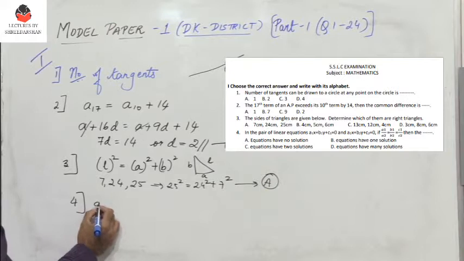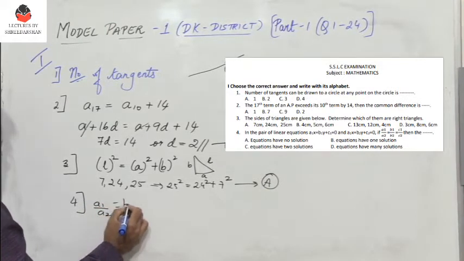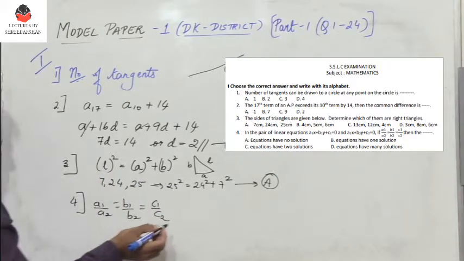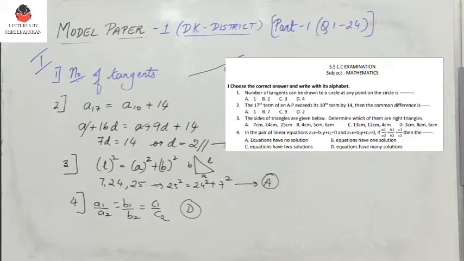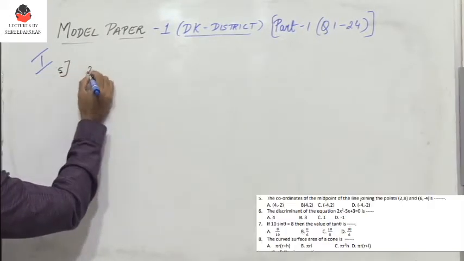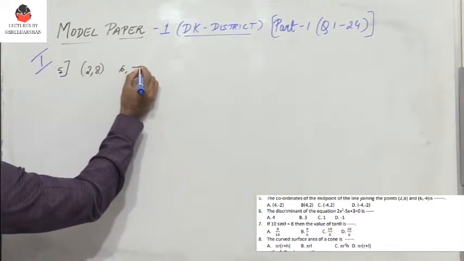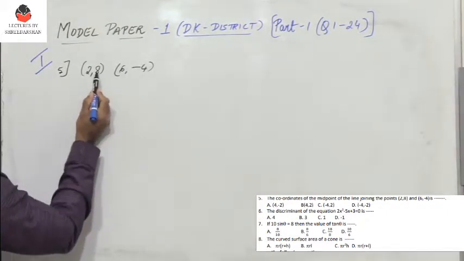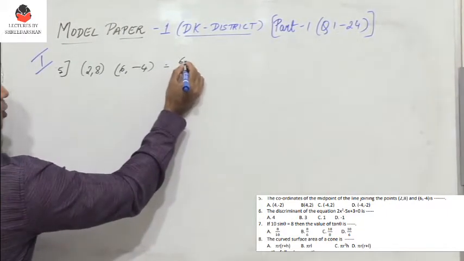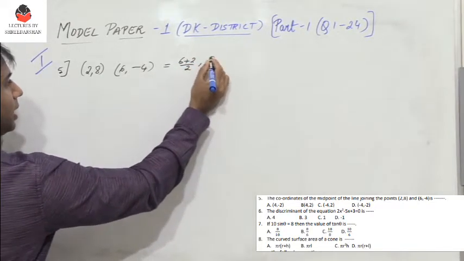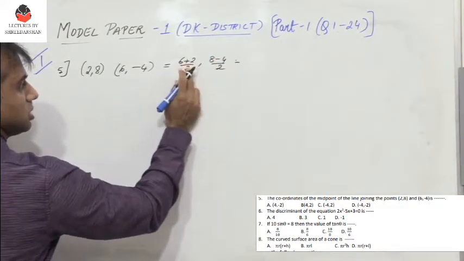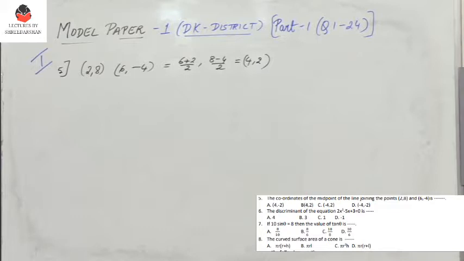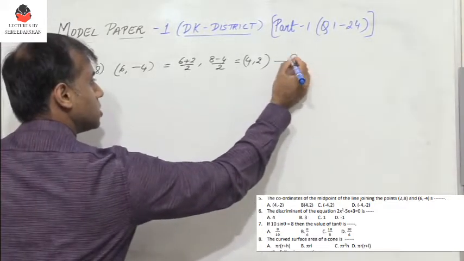Fourth one, if a1 by a2 equals b1 by b2 equals c1 by c2. Now what is the option? The option is D, where the equations have many solutions. Fifth one, there are 2 points, (2, 8) and (6, minus 4). Now what is the midpoint? The midpoint is x1 plus x2 by 2, y1 plus y2 by 2. So it is 6 plus 2 by 2 and 8 minus 4 by 2. This is 8 by 2 which is 4 and this is 4 by 2 which is 2. So the point is (4, 2) and this corresponds to the option B.